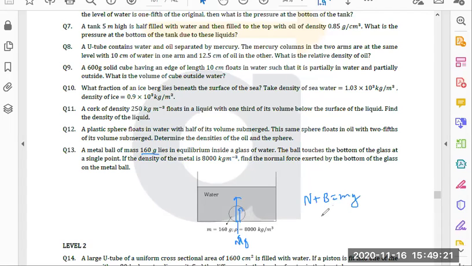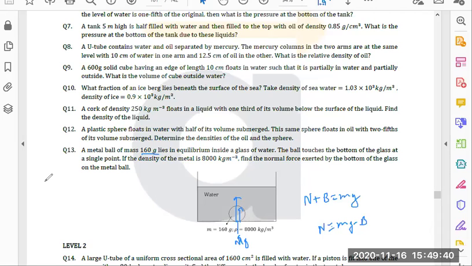Right, everyone? Tell me, right? Yes. So normal is mg minus buoyancy. Easy? Got it? Okay.